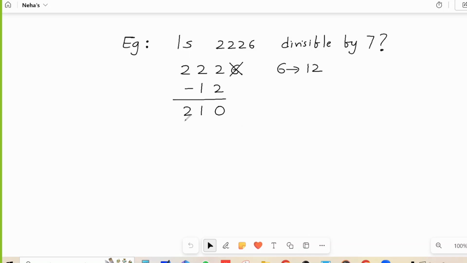Now in this step, if we are getting a 2-digit number, we would just verify whether the number is a multiple of 7 or not. But here, as this is not a 2-digit number, we will continue the same process that we have done till here with this new number, that is 210 now. So we will remove the last digit. We will double that. Doubling that won't give us anything because this is 0, and we will subtract. So we are going to get 21. Now we know that 21 is divisible by 7. So this number 2226 is divisible by 7.